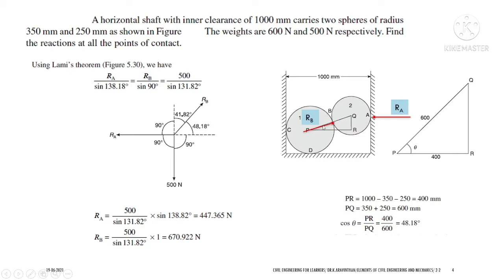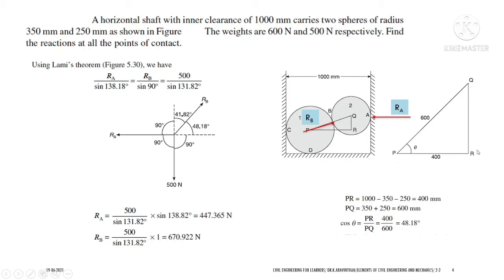If you add that, 350 plus 250 will be the total diagonal distance. So the center to center distance between the centers of both the masses, P and Q, is 600 mm. If you add 350 and 250, you will get the total distance. If you subtract this from 1000, so we have a 1000 mm distance, and subtract 350 and 250, the second sphere's radius, we will get R as 400 mm. So PR is 400.